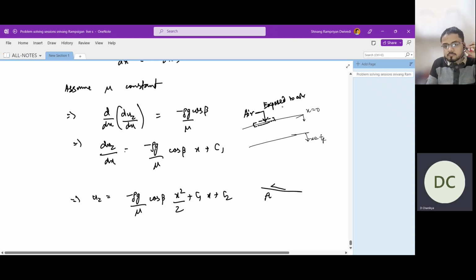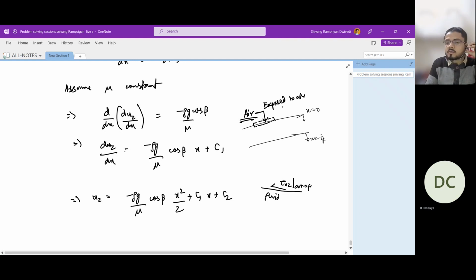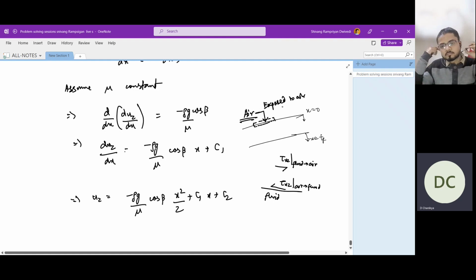This is the fluid, and due to the presence of the air, you have a certain tau xz acting on the fluid, right? Air to fluid. And you will be having an equal and opposite reaction on the air, right? This would be tau xz, fluid to air.